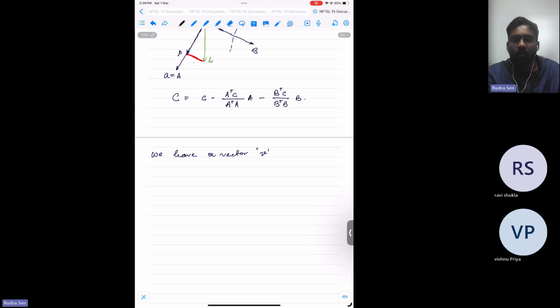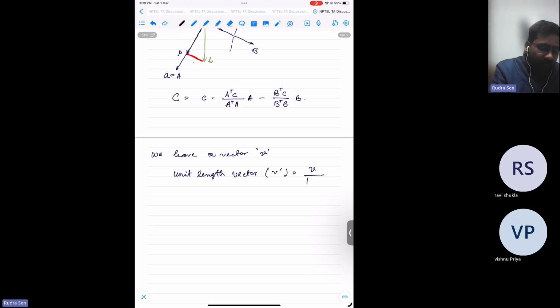Orthonormal means unit length. The length should be one. This is not a unit length vector, so make the vector unit length. Let's call it v prime, which is basically v divided by the norm of v.